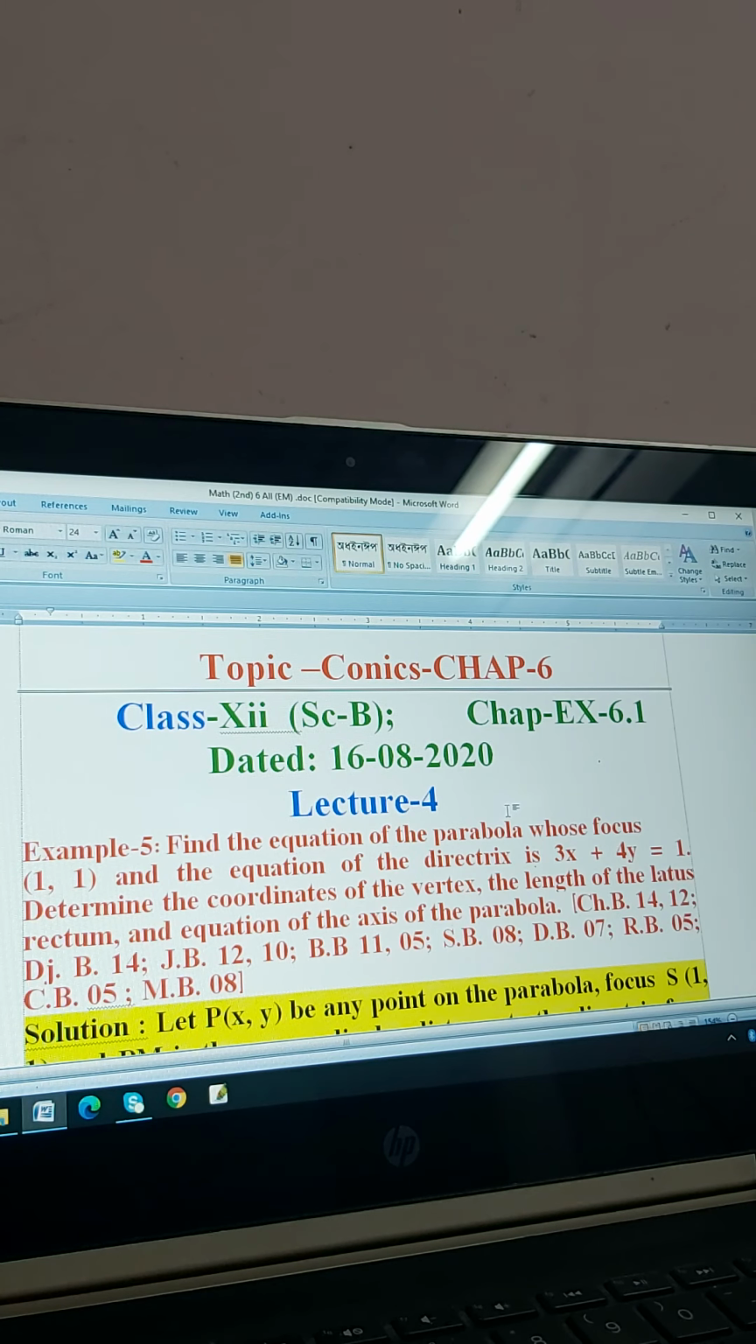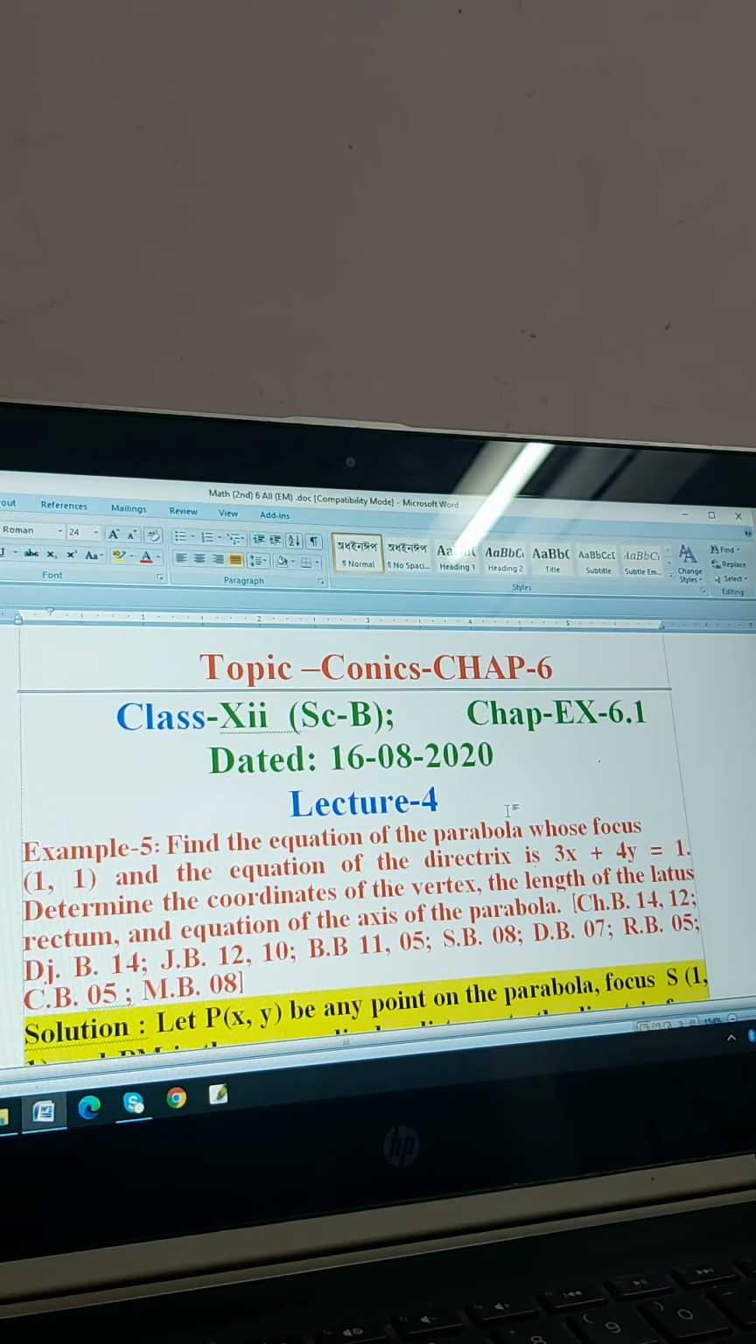Find the equation of the parabola whose focus is (1, 1) and the equation of the directrix is 3x plus 4y equal to 1. Determine the coordinate of the vertex, find the equation of the parabola, the length of the latus rectum, and the equation of the axis of the parabola, which are very important topics for any exam.